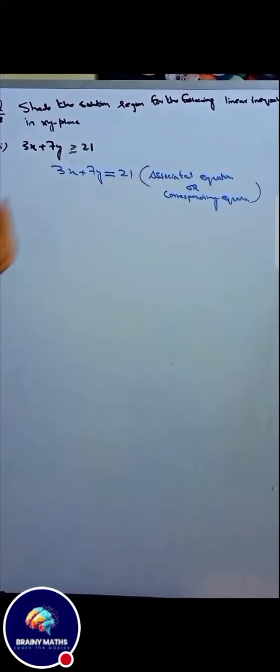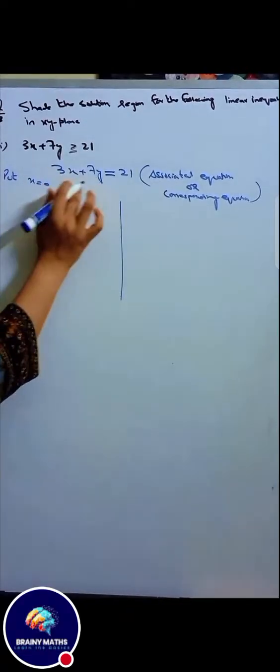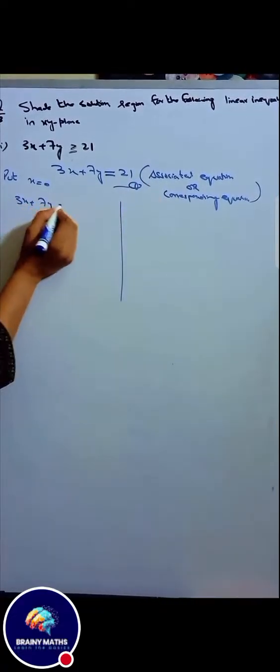So first we represent this on the xy plane. First we find the ordered pairs. That's the purpose. First, put x equal to 0 in the first equation. What is equation number 1? 3x plus 7y equals 21.